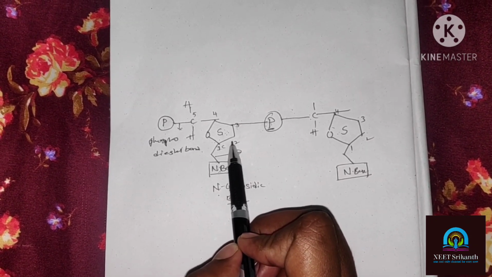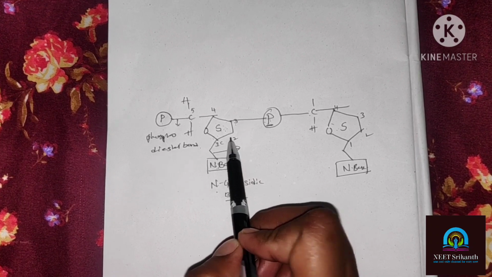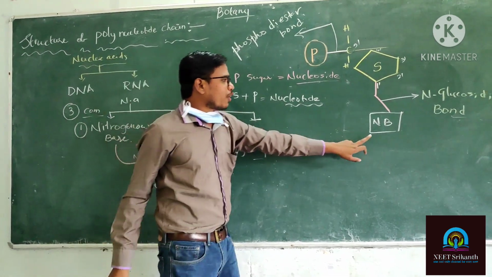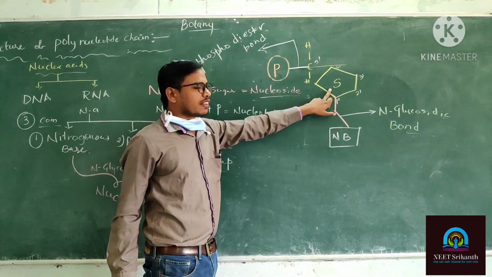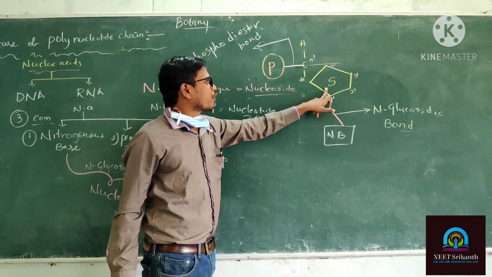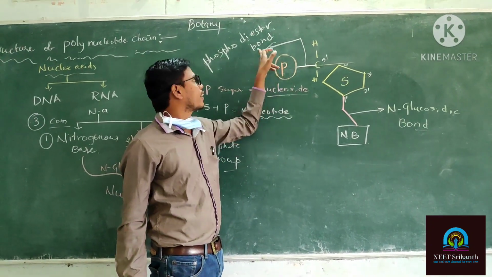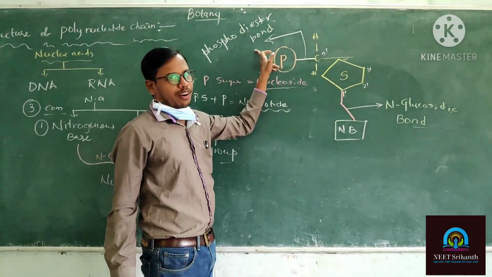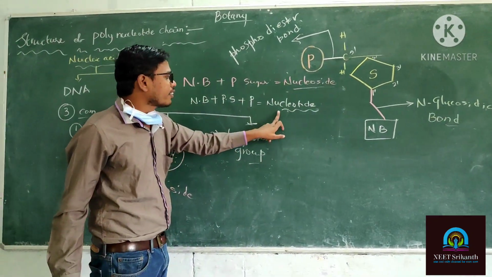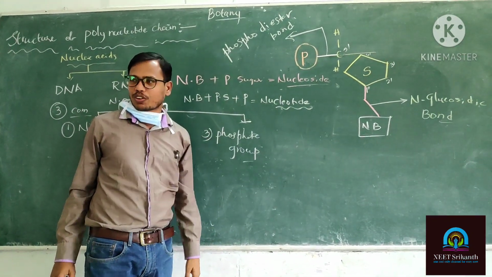Okay. Is it clear? Okay. Sugar and phosphate make the backbone of the polynucleotide chain of DNA. Nitrogen base binds with the sugar with the help of N-glycosidic bond, and the pentose sugar binds with the phosphate with the help of phosphodiester bond. That complete structure is now called a nucleotide.